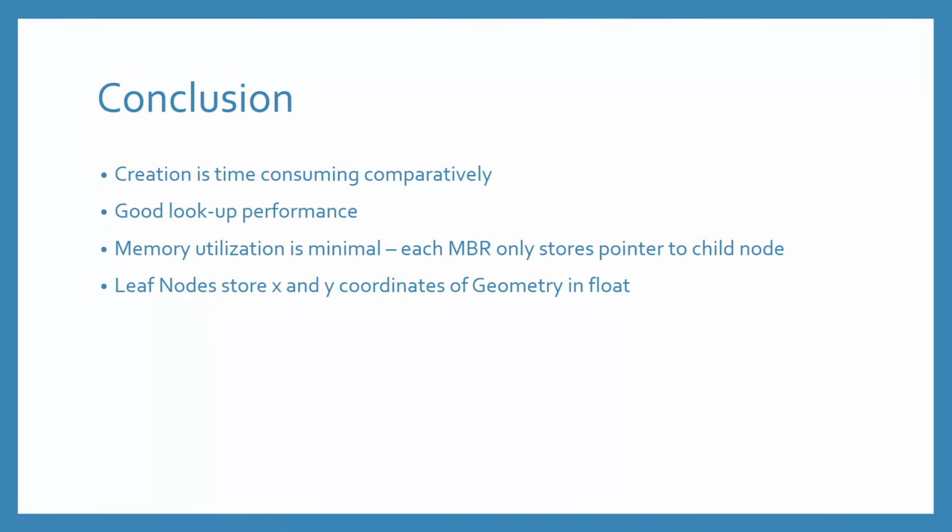We conclude by saying that the creation time for R trees is more, but it gives good lookup performance and searches really quickly. The memory utilization in R tree is minimal. Each MBR only stores the pointer to all of its child nodes, and each leaf node only stores the x and y coordinates of the geometry that it stores in float data type.